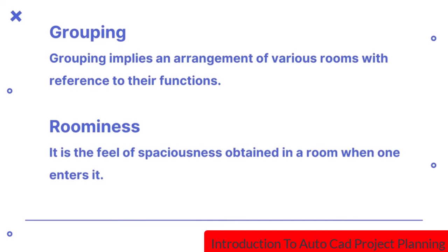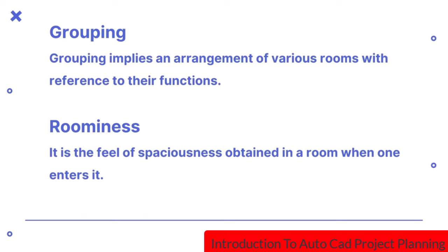The next principle is grouping. Grouping implies an arrangement of various rooms in reference to their functions. As most people like to sit in the veranda, the living room should naturally be next to it. The kitchen and dining room must be close to each other. Sanitary arrangements must be adjacent to the bedrooms.